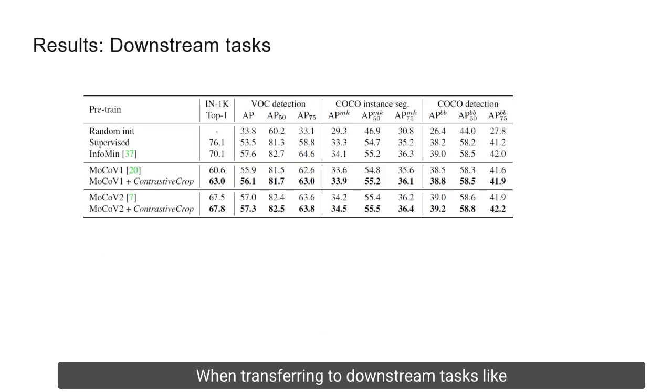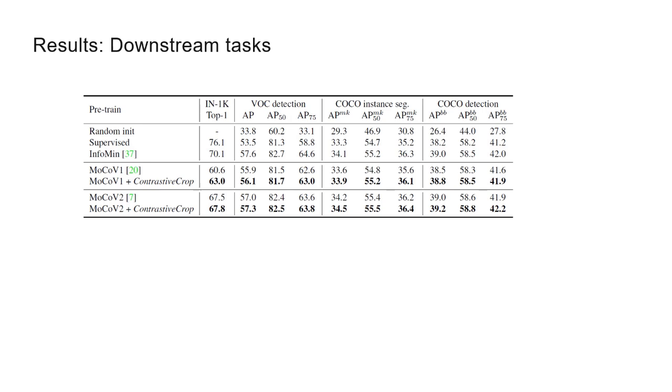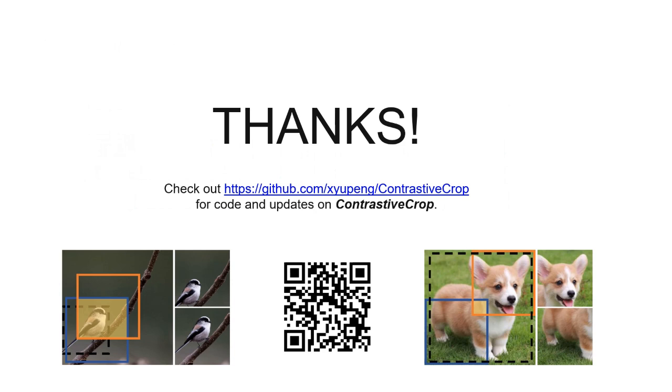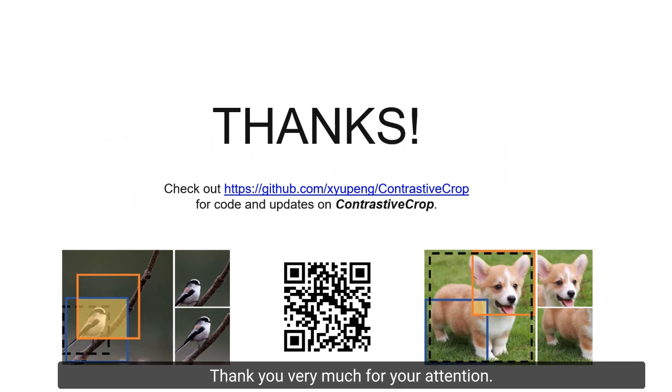When transferring to downstream tasks like object detection and instance segmentation, models pre-trained with contrastive crop consistently outperform those original ones with random crop. These experiments show that views selected by contrastive crop could help models learn better representations in contrastive learning. Thank you very much for your attention.